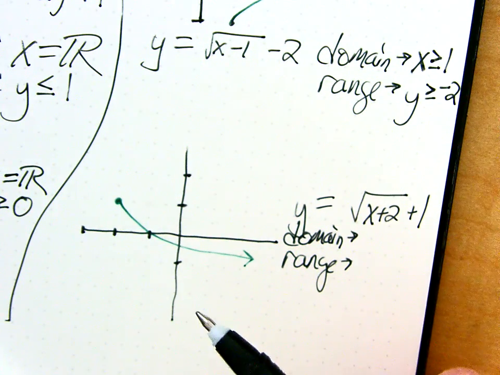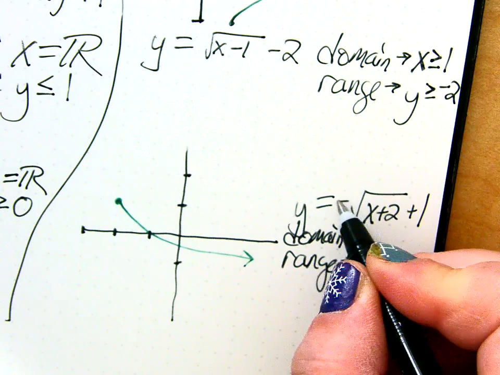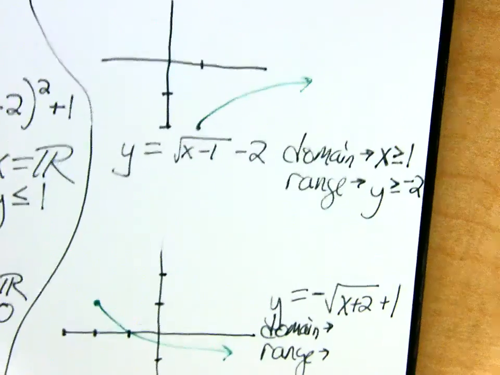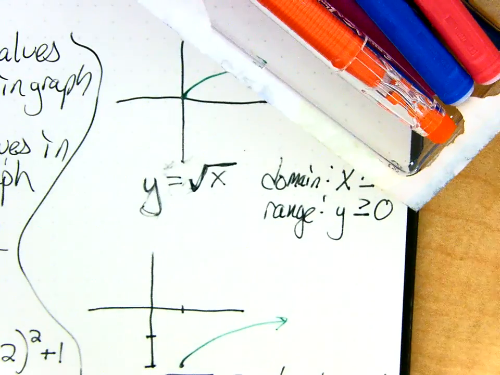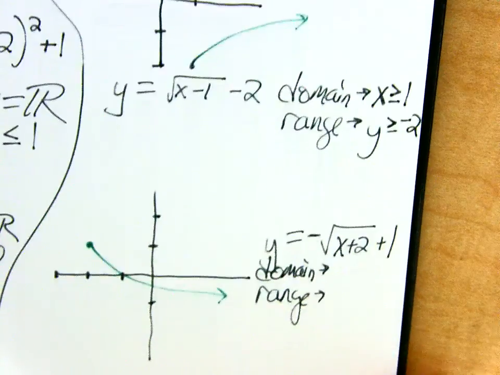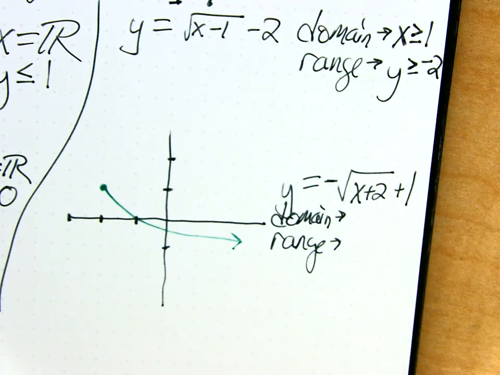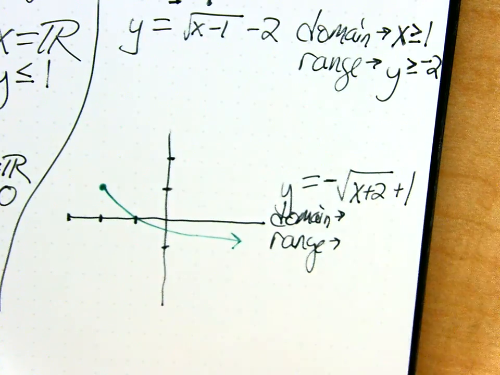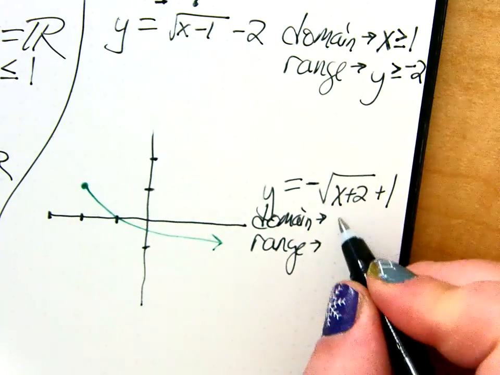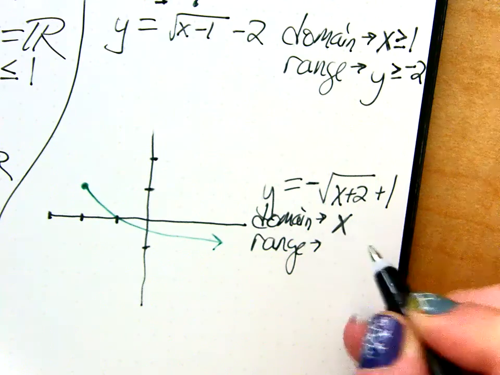But you need a negative in front. This whole thing got flipped upside down, right? Because if you look at the parent function, it's arcing upwards, and this one is arcing downward, so it must have gotten flipped over at some point. So make sure you have the negative out in front. And the domain here would be x is what?